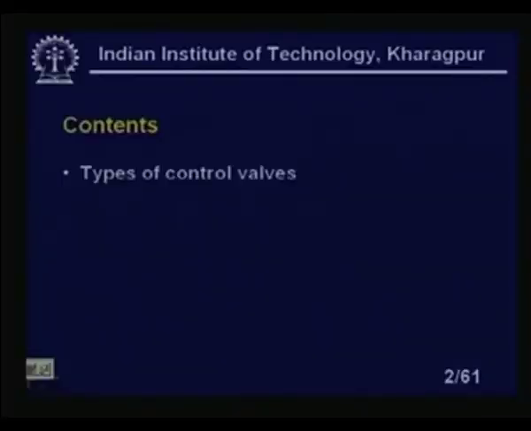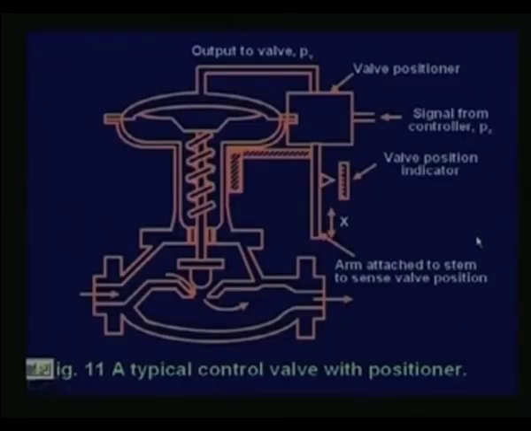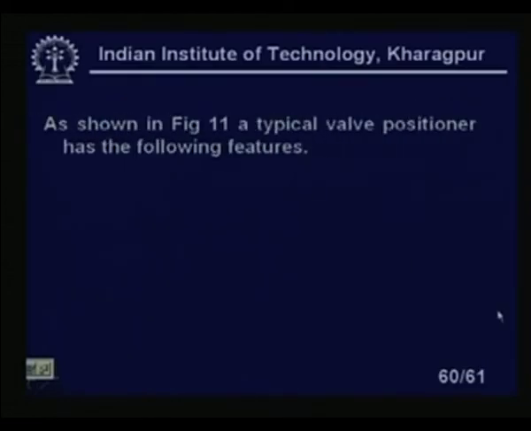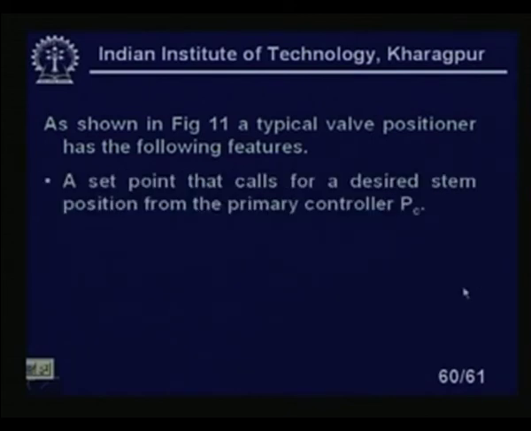Types of control valve. So, this is all about the valve positions and all these things. You see here these arms attached to the stem to sense the valve position, and a signal from the PC will come. As shown in figure 11, a typical valve positioner has the following features. What are the features of the valve positioner? Let us look at a set point that calls for a desired stem position from the primary controller PC. It is coming from the primary controller.